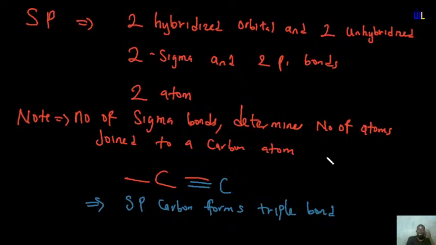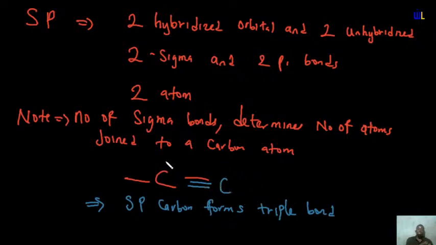So you all should please take note of these important points. 2 hybridized and 2 unhybridized, 2 sigma and 2 pi. It will be bound to 2 atoms only. And because the 2 pi bonds will be attached to 1 sigma bond, the number of bonds you are going to have here will now be a triple bond.